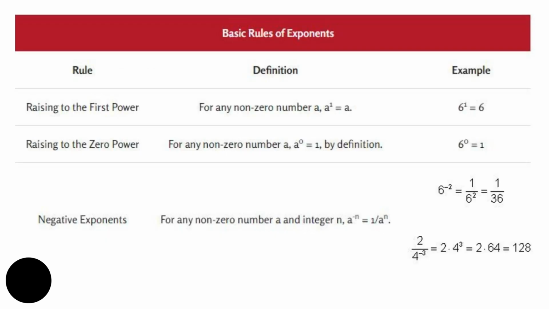So here are the basic rules, that is raising to the first power. If you say 6 to the power 1, here is a 6. That means for any non-zero number, a to the power 1 is just a. And raising to the zero power gives 1. And a negative exponent applies to a non-zero number.